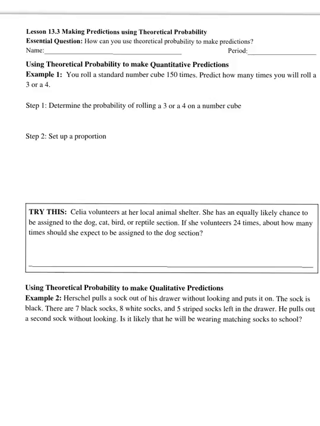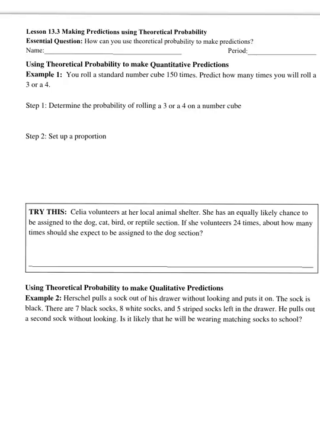So in example 1, we are rolling a standard number cube 150 times. So rather than rolling it one time, we're going to roll 150 times. But because it's theoretical, we're not actually going to do that. So what we want to do is predict how many times you will roll a 3 or a 4 if you were to roll it 150 times. So the first thing we need to do is figure out, well, what is just the theoretical probability of rolling a 3 or a 4 on a number cube?